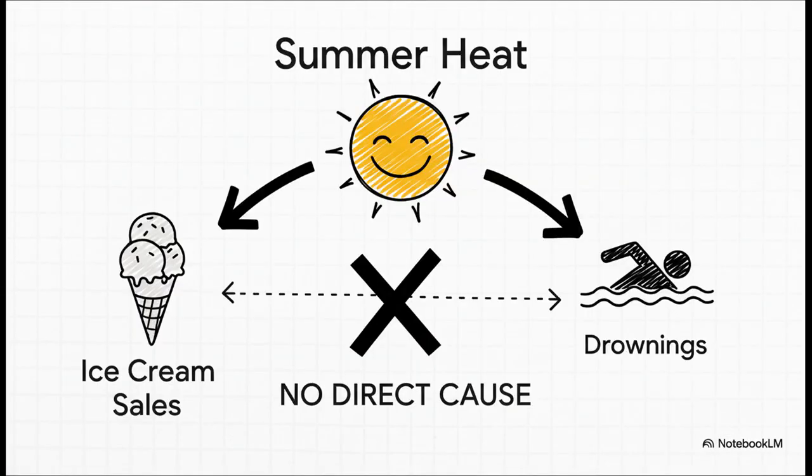So you're probably asking, why does this happen? Well, sometimes it's just pure random chance. But way more often, there's a third, hidden factor at play. With the ice cream and sharks, what's the hidden variable? Summer heat. Hot weather makes more people swim and makes more people eat ice cream. The two aren't causing each other. They're both being caused by something else entirely.